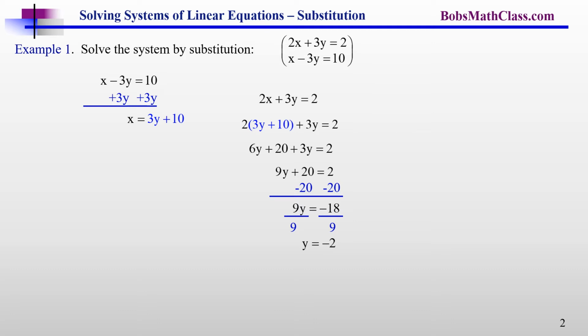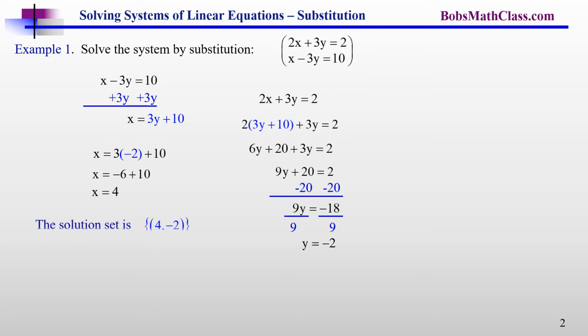Now we need x. You could take that value of y and plug it into any equation that you want to, any equation that has an x. You could use one of the two originals, or you could use the equation that we obtained getting x by itself, x equals 3y plus 10. I'm going to use that one, but if you want to use one of the first two, you can. So replacing y with negative 2, so that's negative 6 plus 10, and that gives us 4.